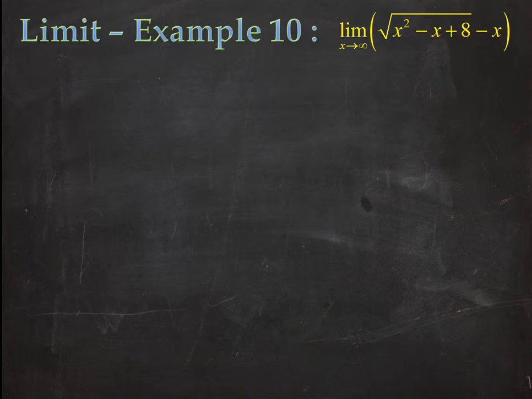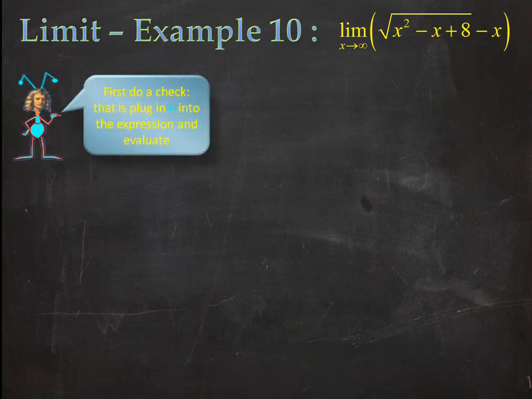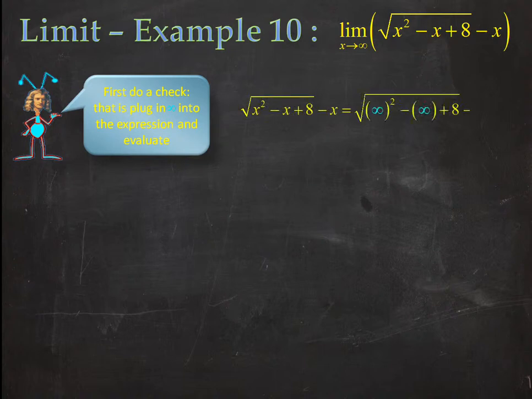So before we get crazy with the mathematics, the first thing you should always do is look at the value that x goes to. In this case, x goes to infinity, and substitute that into the expression. So we obtain the square root of infinity squared minus infinity plus 8 minus infinity. And we're going to be simplifying this expression.